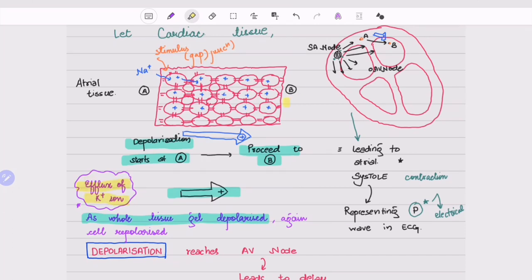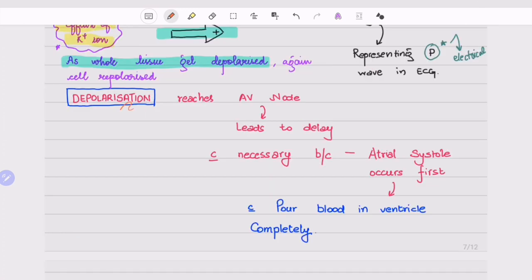In this, the last point to depolarize is the first point to repolarize, and the first point to depolarize is the last point to repolarize. So a repolarization wave is also developed, which travels from point B to point A, which is depicted by a vector containing a minus sign. The depolarization wave travels throughout the atria, leading to the systole of the atria, and reaches the AV node.